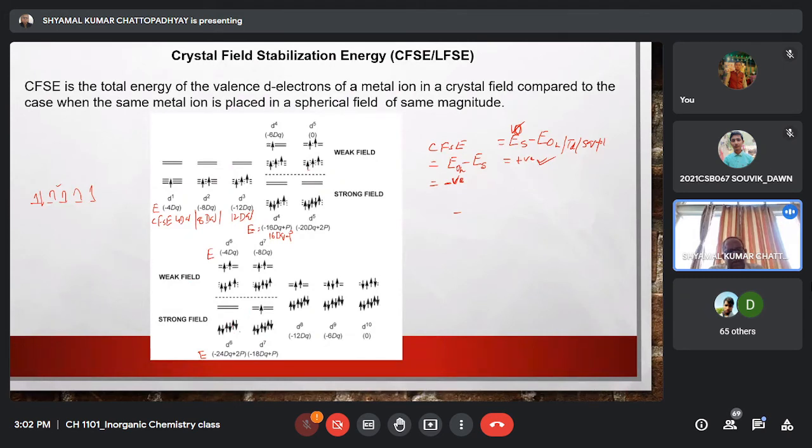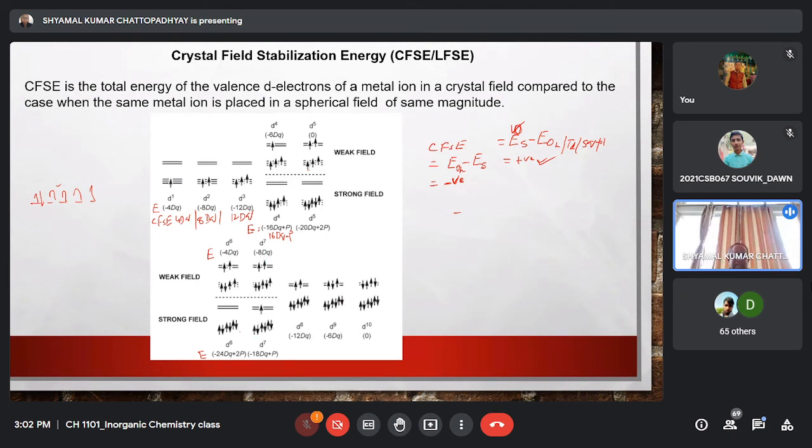So in case of t2g6 configuration, compared to the spherical field, there are 2 additional pairings, whereas there is no additional pairing here. So here there will be no pairing energy added, and here 2 pairing energies will be added. Then in case of d7, we have t2g5 eg2 as it is here, and so you can calculate the energy, it will be equal to minus 8 Dq. And so the CFSE will be 4 Dq here and CFSE will be 8 Dq here.